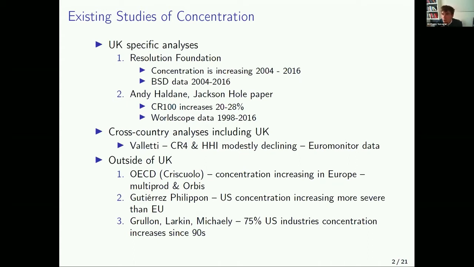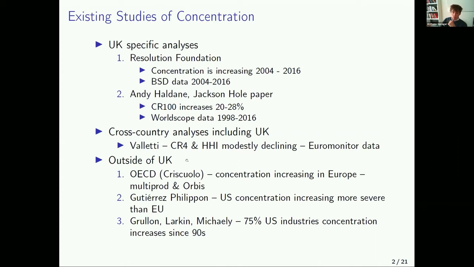There have been a few investigations into this in the UK. The first to point out is a policy paper by the Resolution Foundation, which is a think tank. They show that concentration in the UK increased by quite a lot between 2004 and 2016. They use this BSD data, which is what we'll also use, but we'll come to some different conclusions, and I'll explain why.